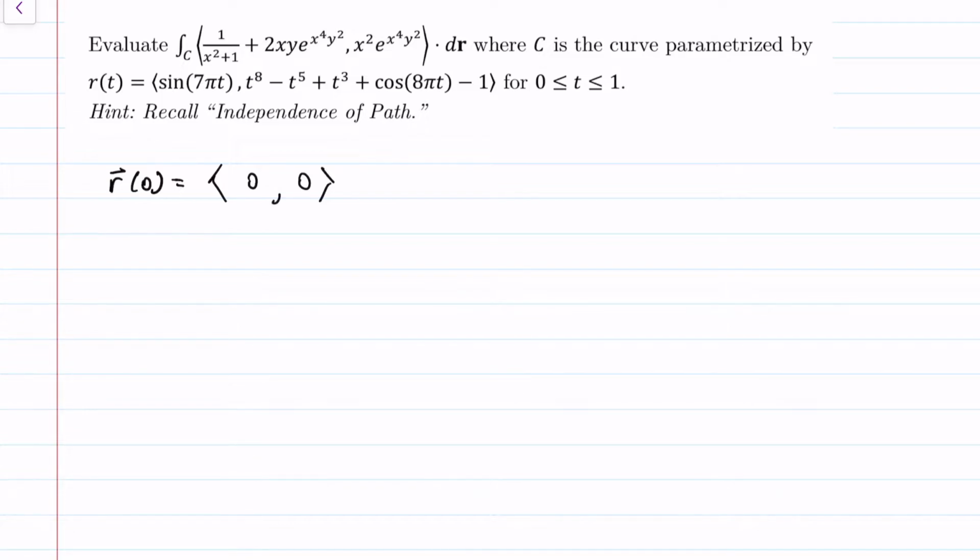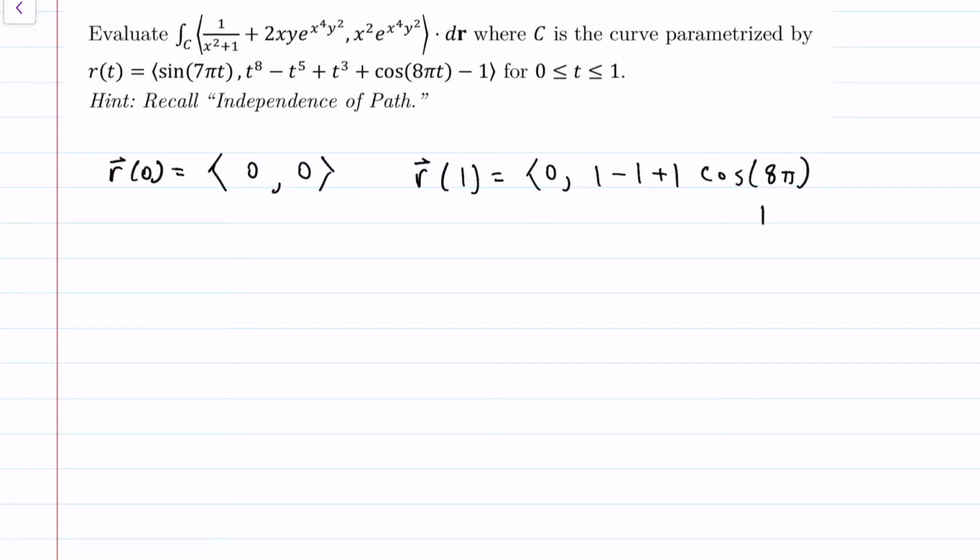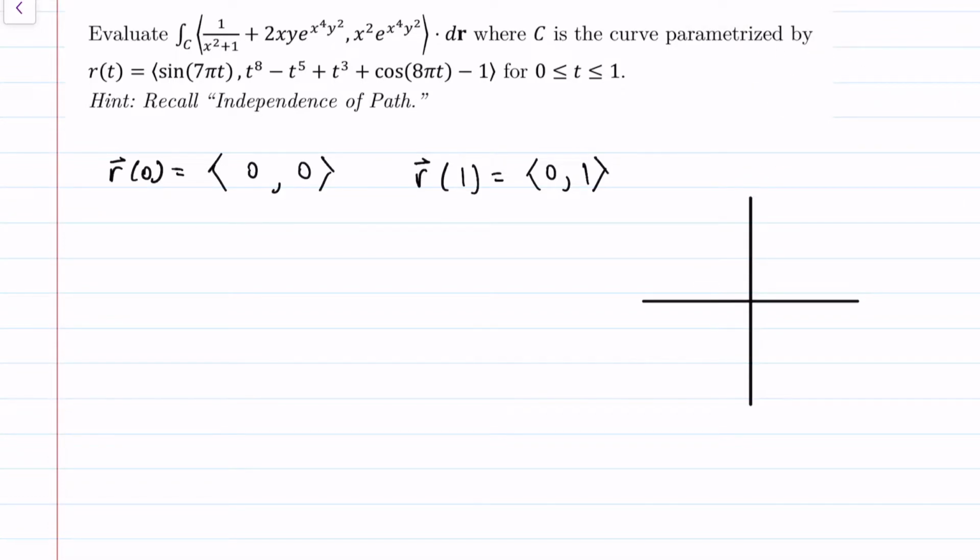What about when t is equal to 1? So for t equals 1, let's write r of 1. And we get sine of 7 pi, that's also 0. Sine of any multiple of pi is 0. And then when you plug in 1, those three terms turn into 1 each. So it's 1 minus 1 plus 1 plus cosine of 8 pi, which is 1. That's the same as cosine of 2 pi, which is 1. And then minus 1. And notice there's cancellation here, so we're just left with 1. So let me write 0, 1 here. So in reality, this curve is going from 0, 0 to 0, 1.